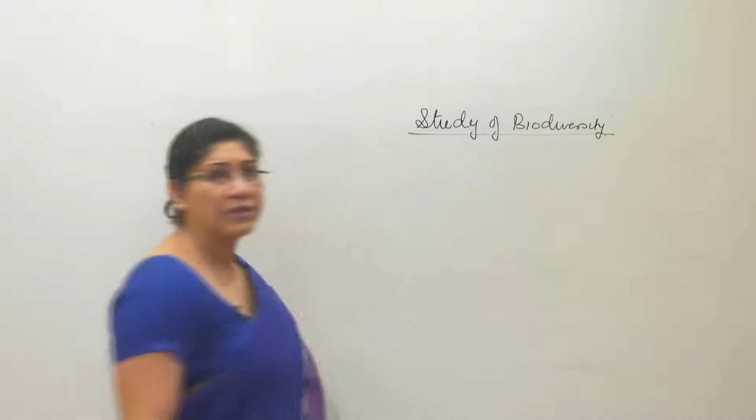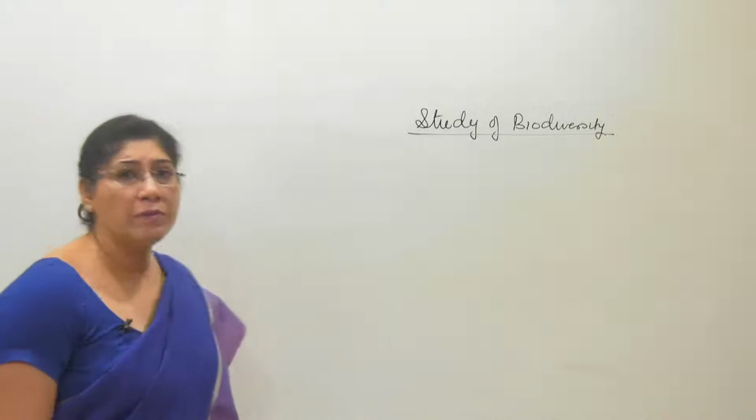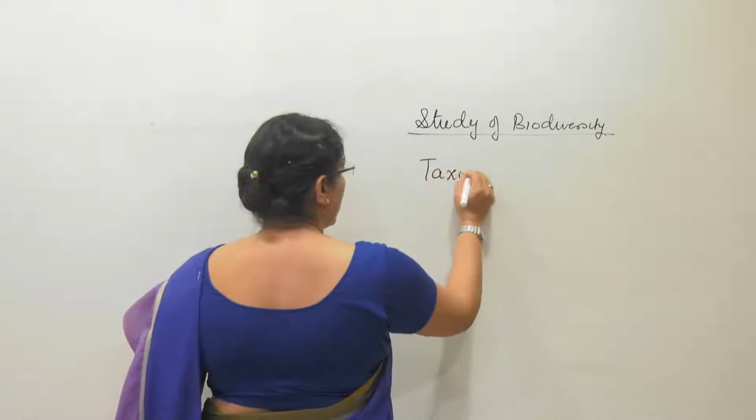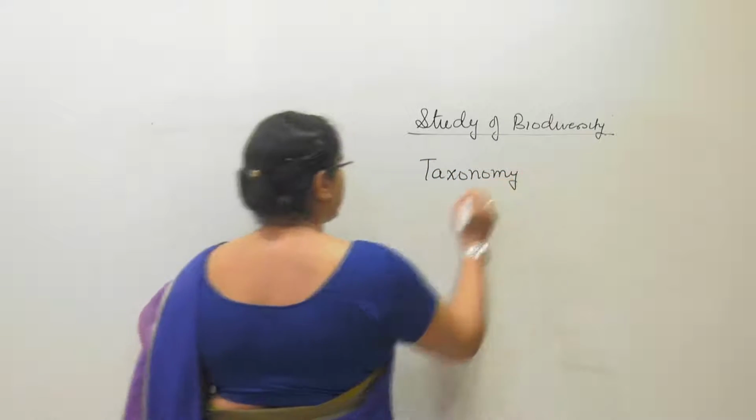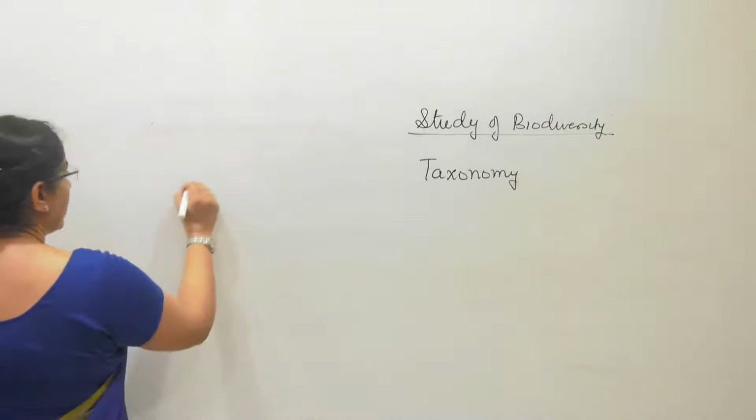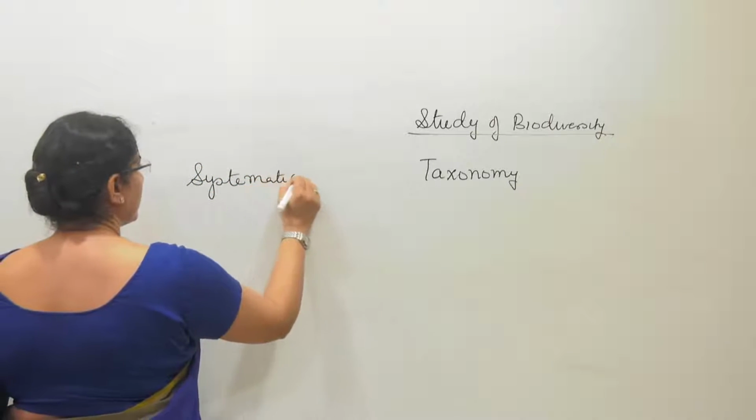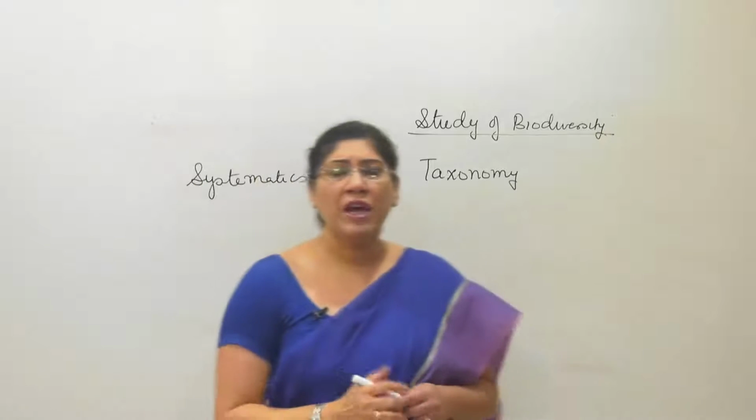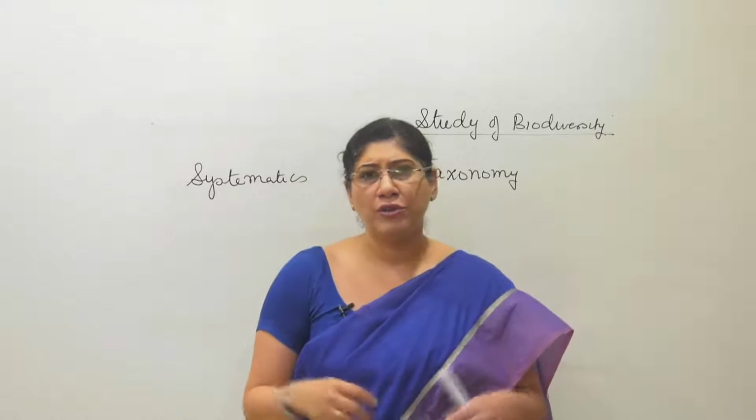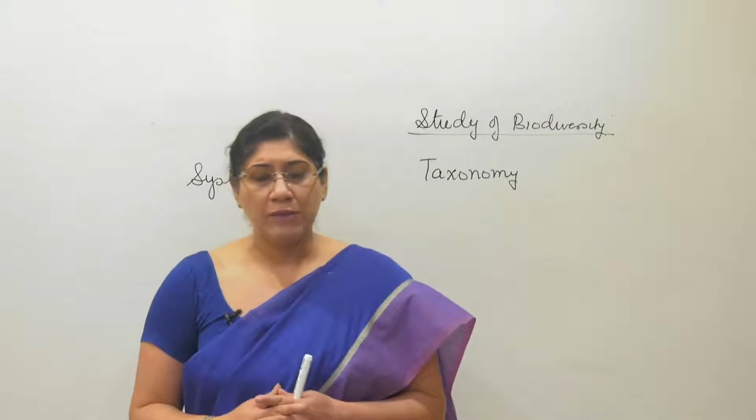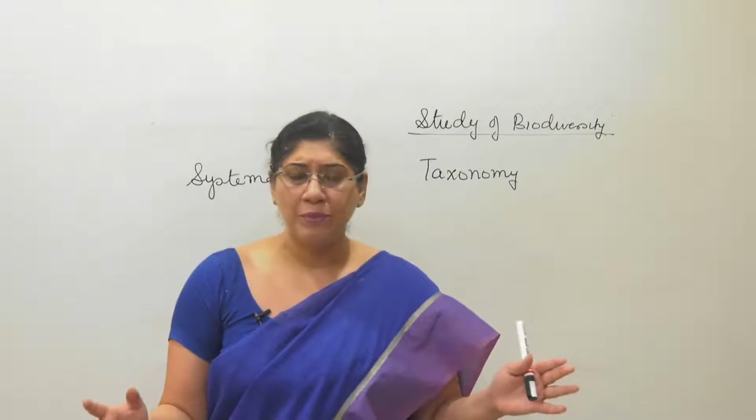Study of biodiversity. There are two terms which are used which are basically confusing for you: taxonomy and systematics. They are overlapping terms. So taxonomy are the rules and regulations or the tools and techniques which you use to study organisms. I'll take a very simple example.